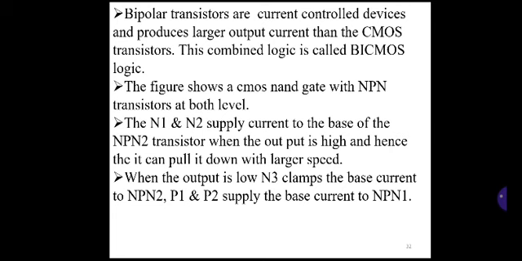So when the output is low, there is one more transistor N3, which is also an NMOS transistor. N3 clamps the base current to the NPN2, so that P1 and P2, these two P transistors, supply the base current to the NPN1. This is how the BiCMOS NAND gate works.